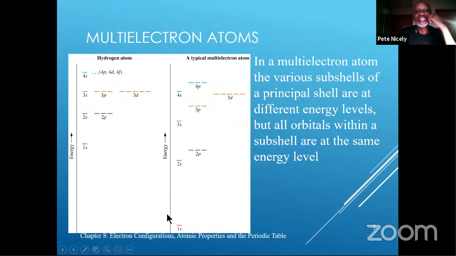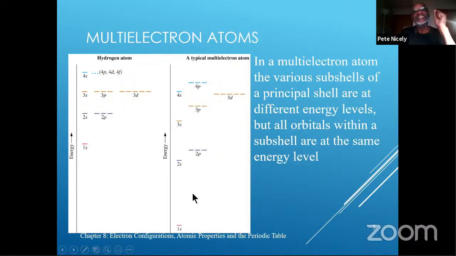What you'll find is that in the case of a multi-electron atom, things are different. For one, the energy of the shells will be lower compared to that of the hydrogen atom. So for example, the first shell is here, right? And you'll notice that in the multi-electron atom, it's way down here, right? The second shell is here. In the case of the multi-electron atom, it's way down here, all right? So that's one difference between the multi-electron atom and the hydrogen atom.